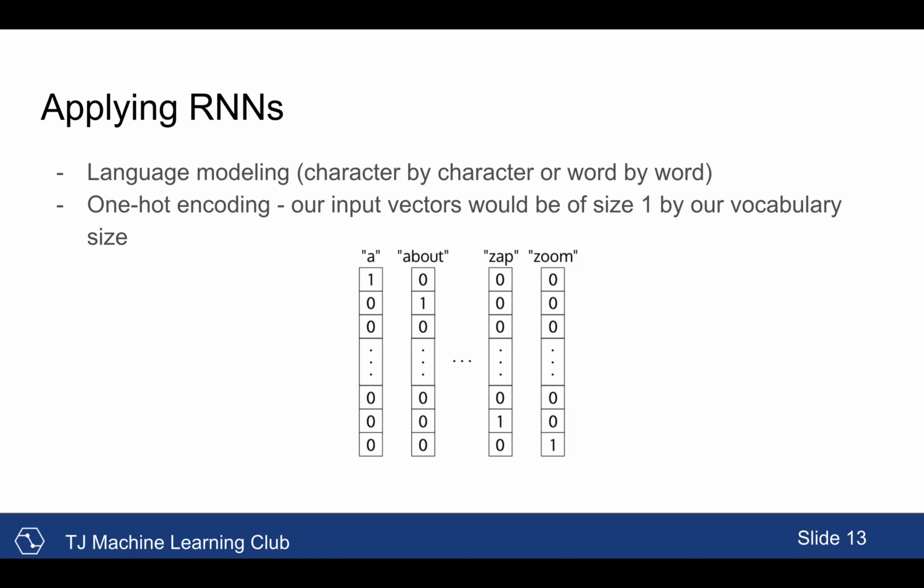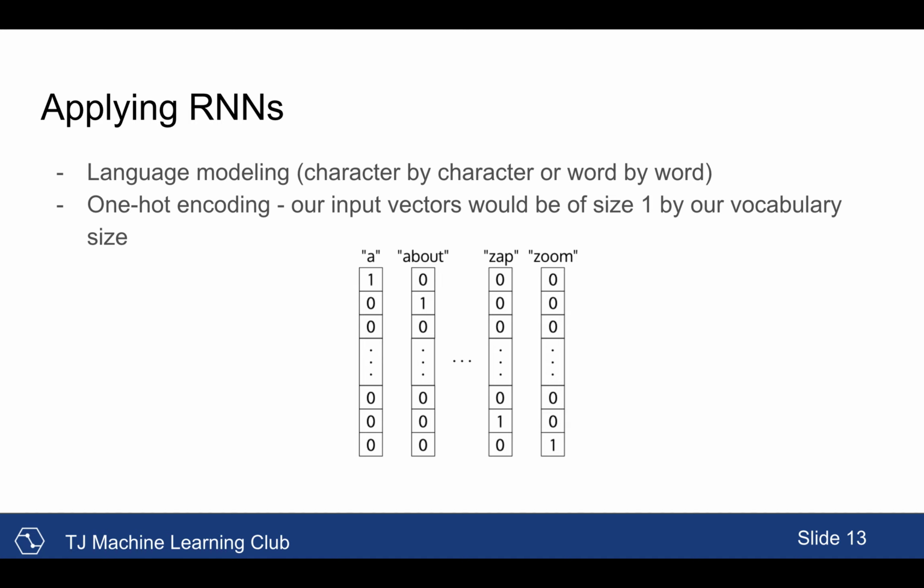The word by word method is the same, but instead it's comprised of all of our vocabulary as opposed to all of their characters. We represent our data through one-hot encoding, meaning that our input vectors would be of size 1 times our vocabulary size.